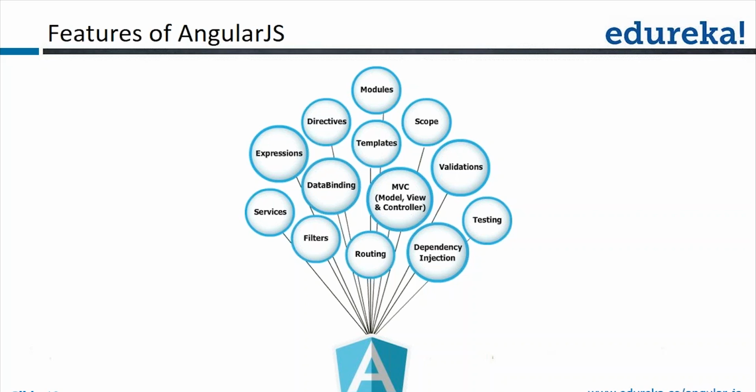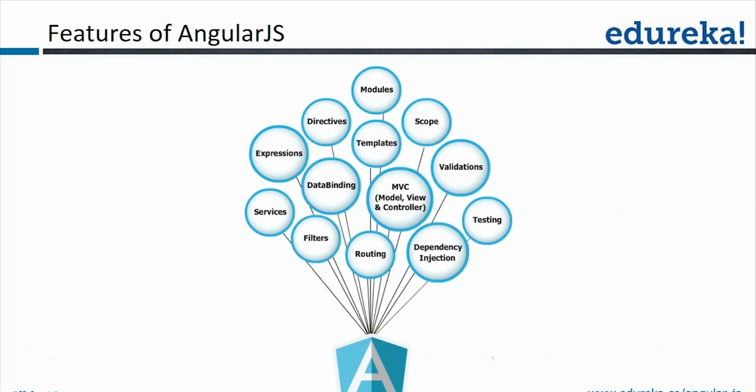Next one is dependency injection. This is one of the nice features. Dependency injection is nothing but, I have some modules over there. If I want to include them in my application, we just include that script file, so I should be able to access all the functionalities. Here we are not doing any other DOM manipulation. It's full and full data manipulation in AngularJS.